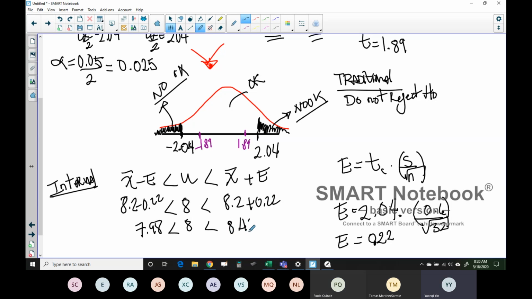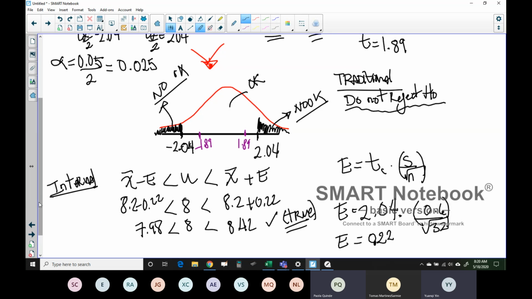Question, is this true or not? Is 8 between 7.98 and 8.42? Yes, this is true. What happens if it is true? Do not reject H0. Same conclusion.